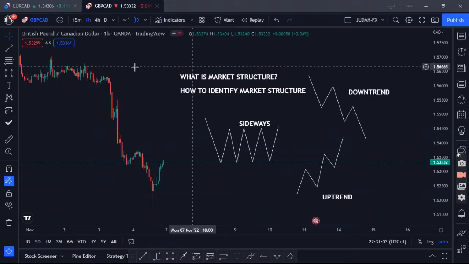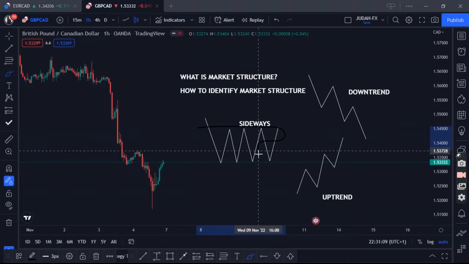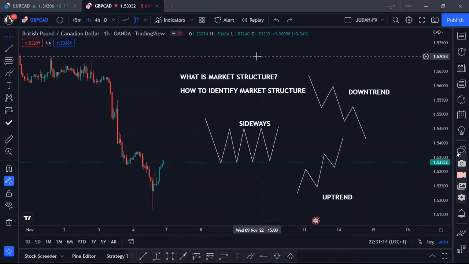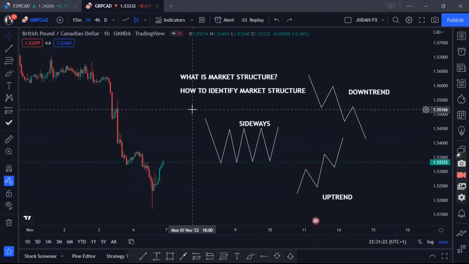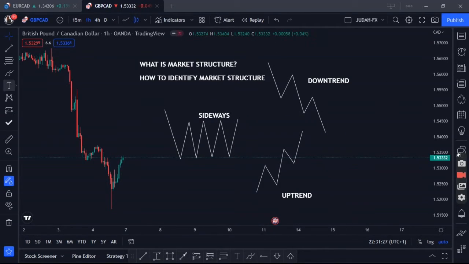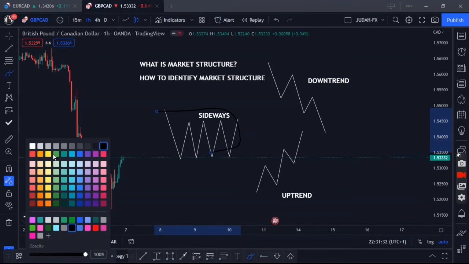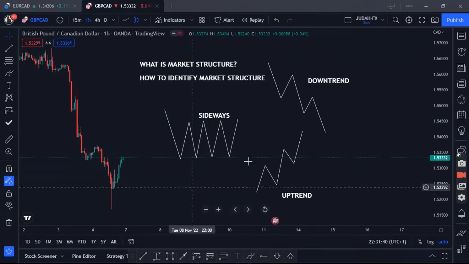So basically, there are three ways the market is structured. The market is either going up, or it's going down, or it's moving sideways. It can't go any other direction from there. It's either going sideways, up, or down, right? So the sideways movement is called consolidation, and the upward movement is called an uptrend, and the downward movement is called a downtrend, right?